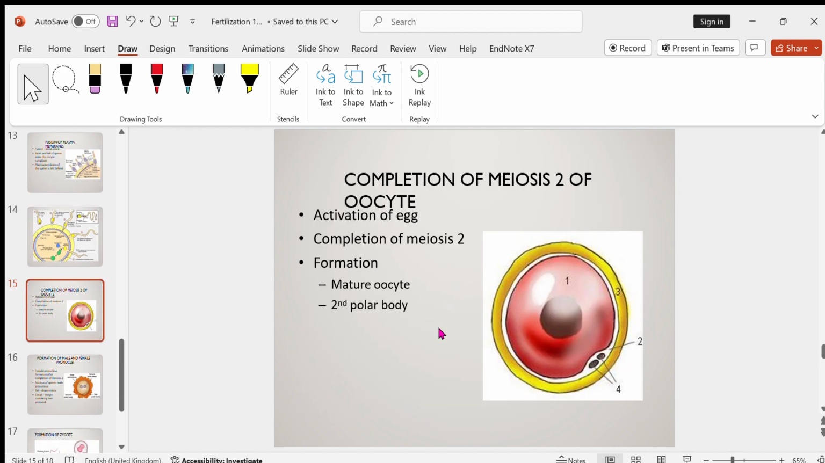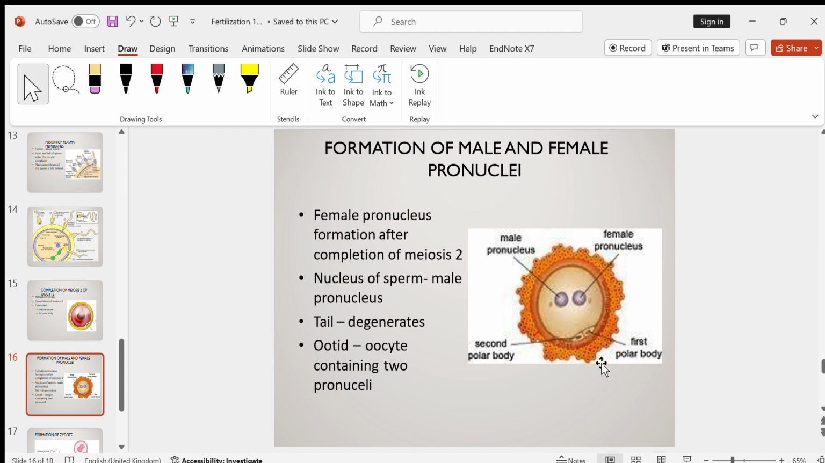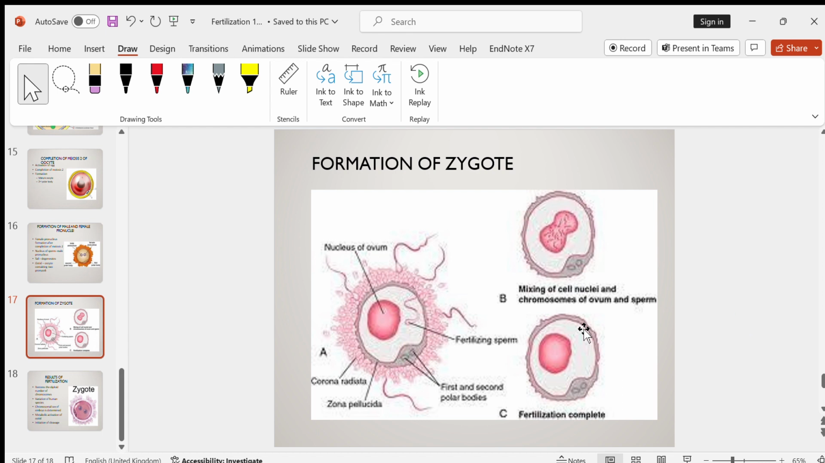Next, after fusion of the male and female pronuclei, there is completion of meiosis II of the oocyte, and it leads to activation of the egg, completion of meiosis II and formation of a mature oocyte and the secondary polar body. The male and female pronuclei are formed and they fuse to form a zygote. So now an ootid is formed, which is a zygote containing the male and female pronuclei, but it is still immature. In this picture, we can see that this is the nucleus of the ovum. It binds with the nucleus of the sperm and forms a zygote.